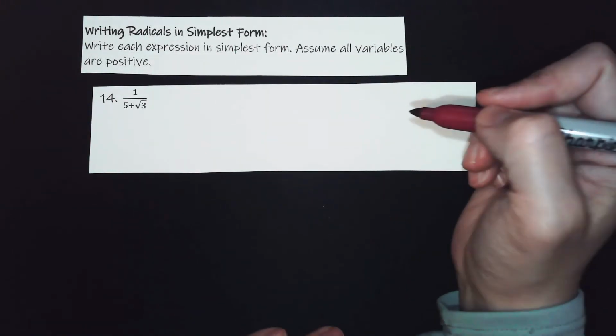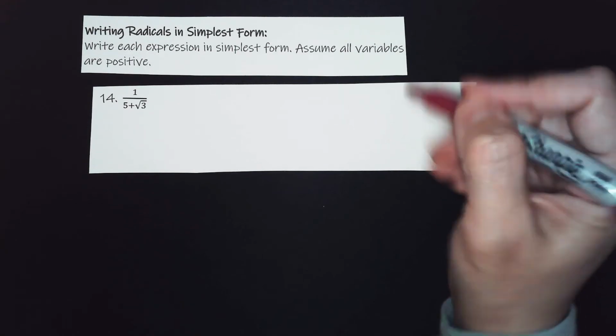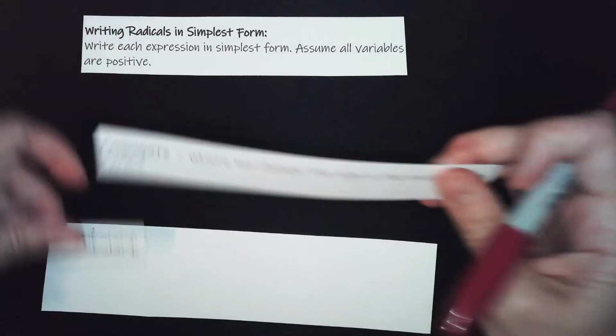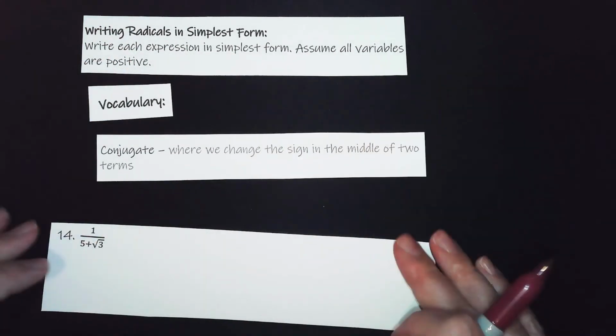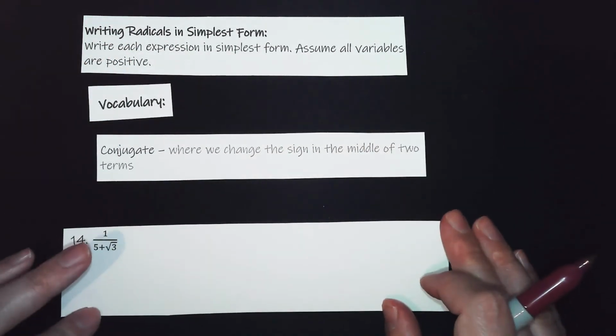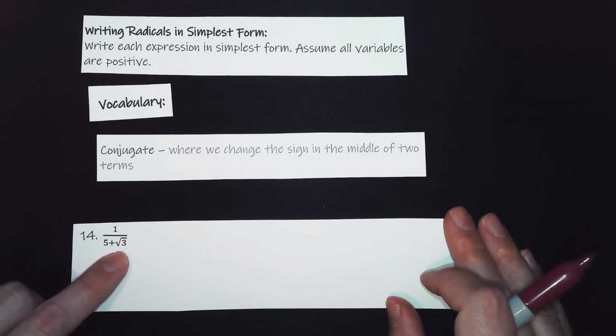All right, number 14. All right, so this is where we need to do, let me throw in some of that vocabulary on the front page before we get to 14. We've talked about conjugates last semester. It's where we change the sign in between the terms.